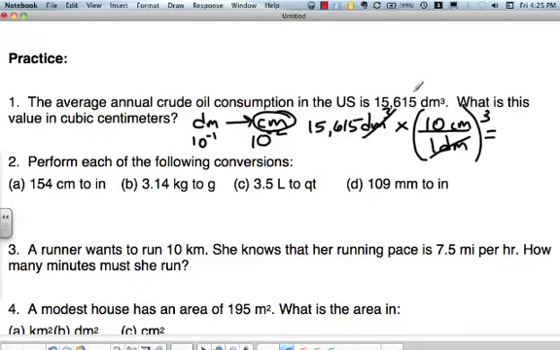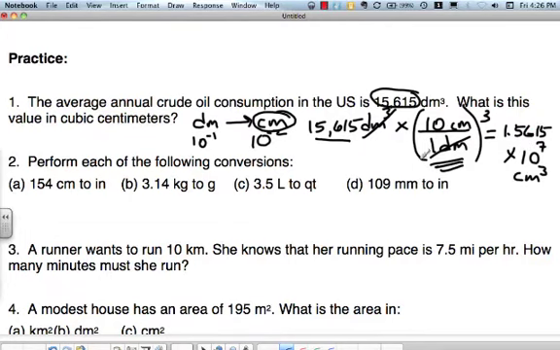Now, question, how many significant figures? The number I'm given in the problem has 5 significant figures. Do not use conversion factors for significant figures. Use the number given in the problem. So I could report this as 1.5615 times 10 to the 7th, and I would not be wrong, centimeters cubed. Okay?